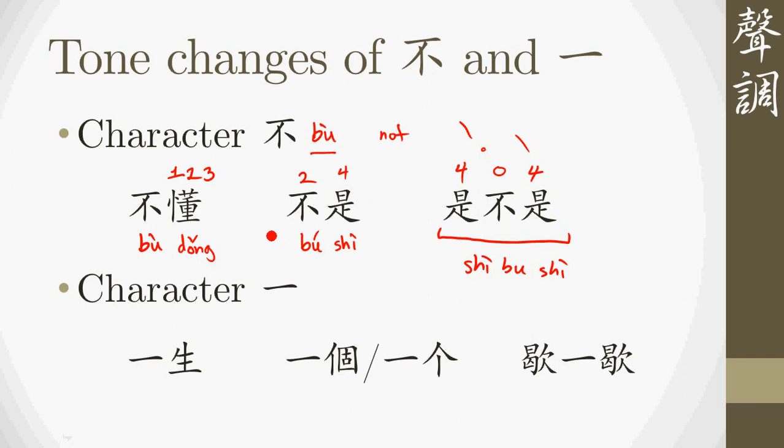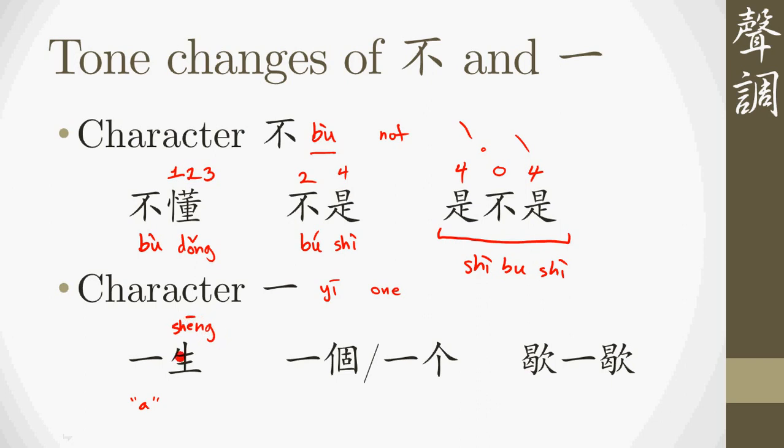Now, the character 一 means one. When it's used as a number, we always use first tone, 一. But when it's used as the word "a", like in English, or just as part of a word that's not specifically the number, we change the tone again just like 不, based on the following characters. So here we have 生.